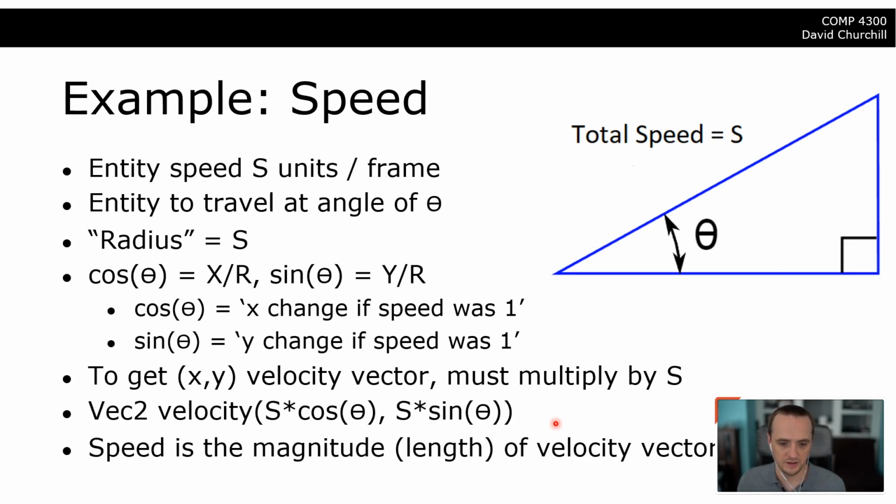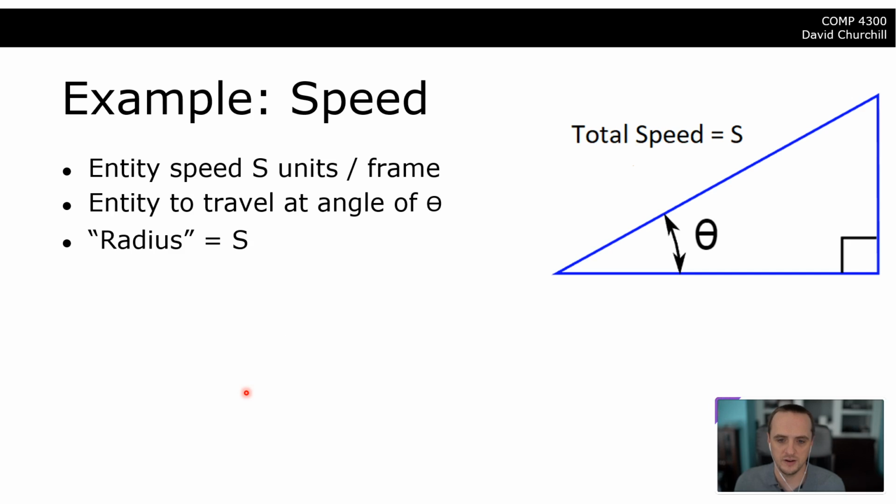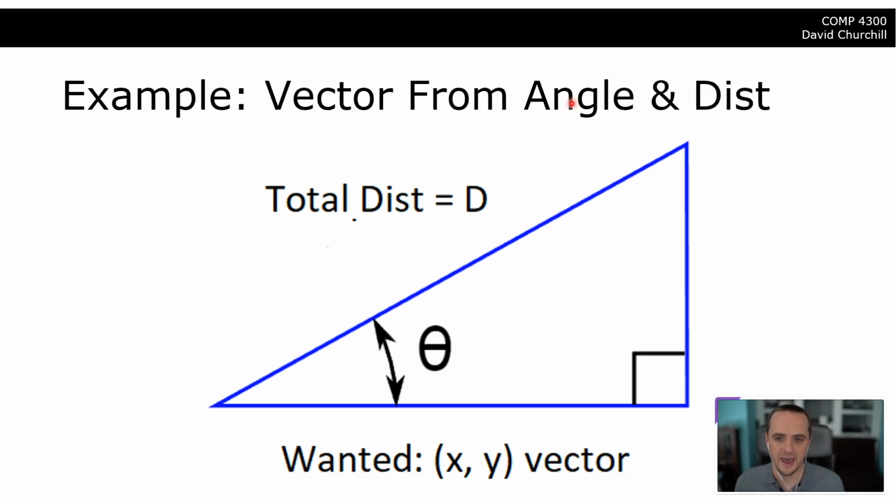Okay? And the speed is the magnitude or the length of the velocity vector. So if later we called length on velocity, it would be equal to s, plus or minus the floating point rounding error. So again, that's the case where we have an angle and we have a distance or a speed, and we want to get the vector that we should actually be updating in the game.